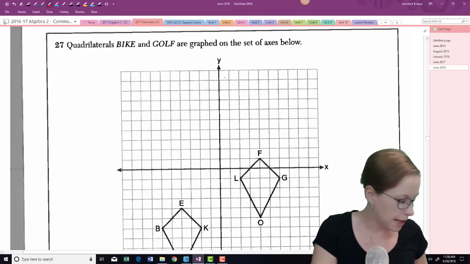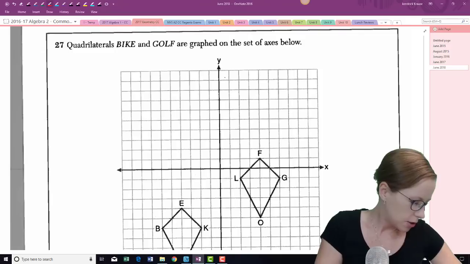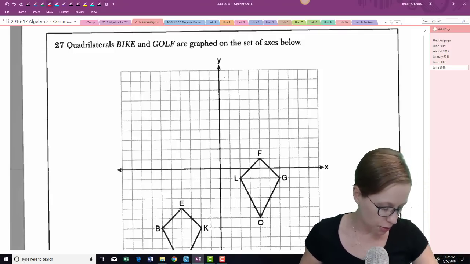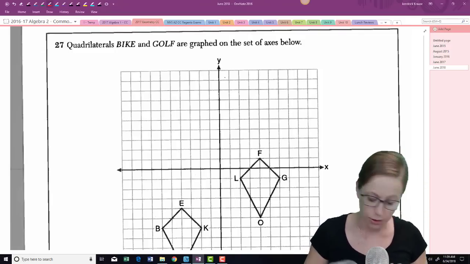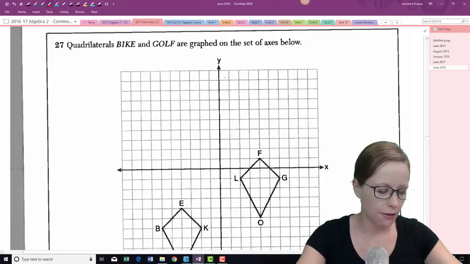All right, quadrilateral BIKE and GOLF. BIKE GOLF. That doesn't sound safe. So describe a sequence of transformations that maps quadrilateral BIKE onto quadrilateral GOLF. Okay. I'm almost done with this. It's so fabulous.